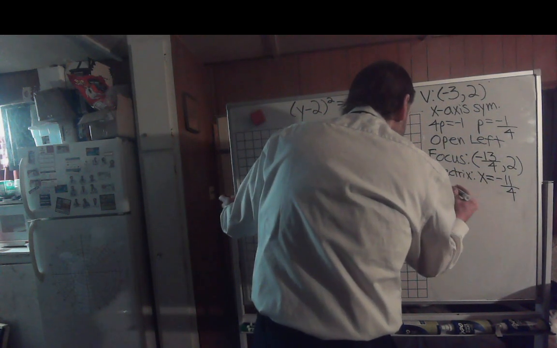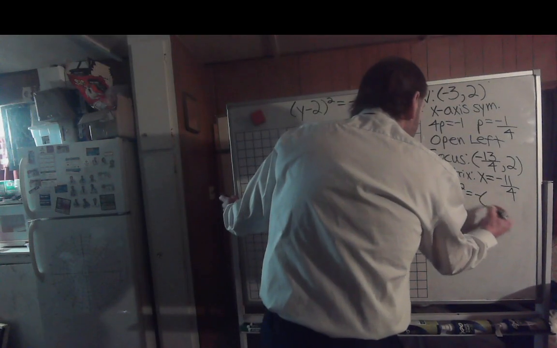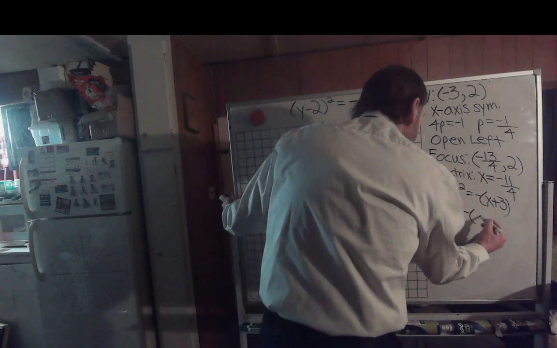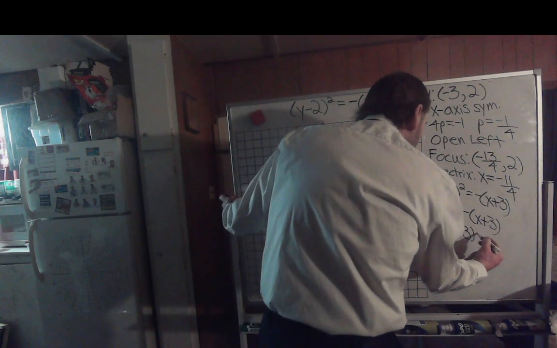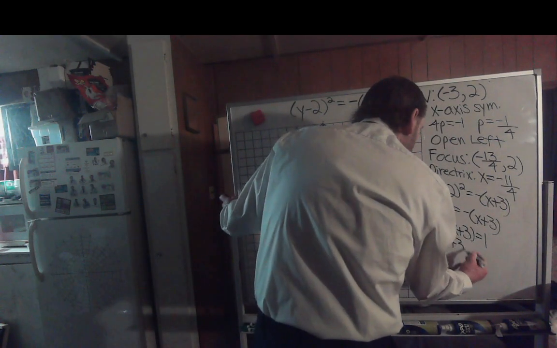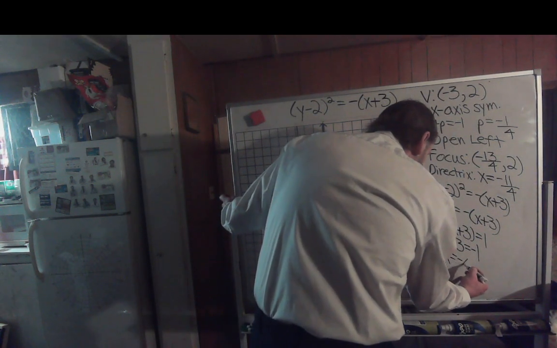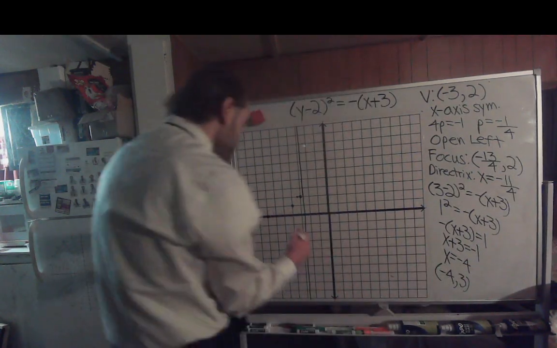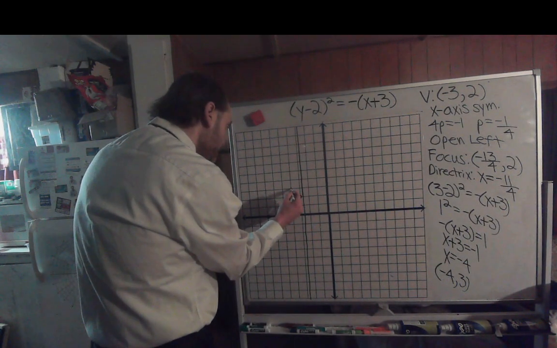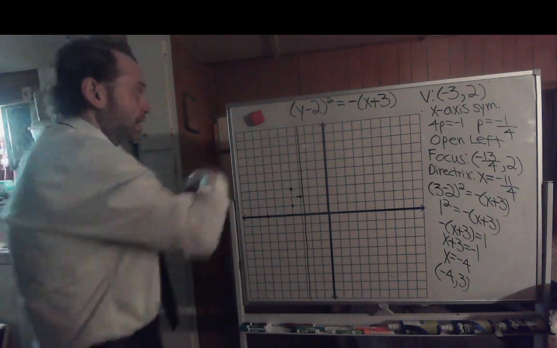So let's pick y equals 3. So you would have 3 minus 2 squared equals the negative of x plus 3, which would give me 1 squared equals negative of x plus 3, which gives me negative of x plus 3 equals 1. So x plus 3 equals negative 1, which would give me x equals negative 4. So I would also get the coordinate negative 4, 3. So at negative 4, I also get a y coordinate of 3. So there's that. And for good measure, let's pick y equals 4.